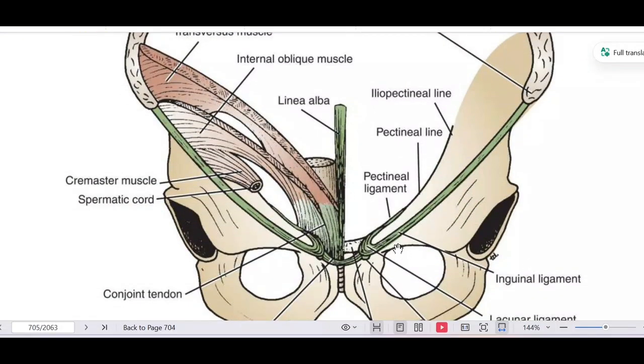Here you can visualize the inguinal ligament extending from the anterior superior iliac spine up to the pubic tubercle. Near the pubic tubercle, these fibers curve backward and form a crescentic edge, and this crescentic edge forms the medial margin of the femoral ring. We have already discussed the femoral ring in the lower limb part. So the medial margin of the femoral ring is formed by the lacunar ligament, which is a modification of the inguinal ligament. Okay, now let's come back to our topic.